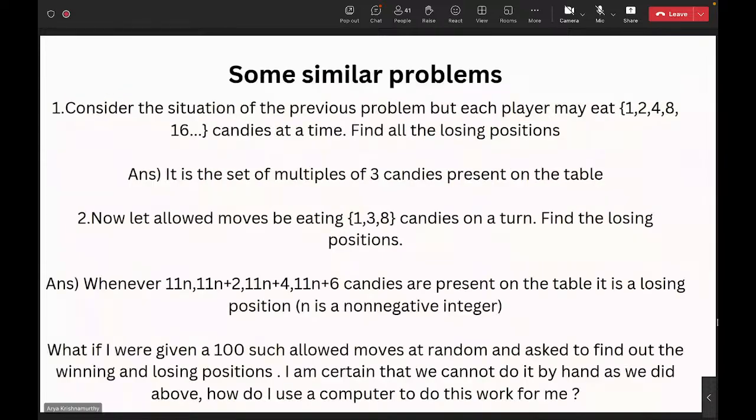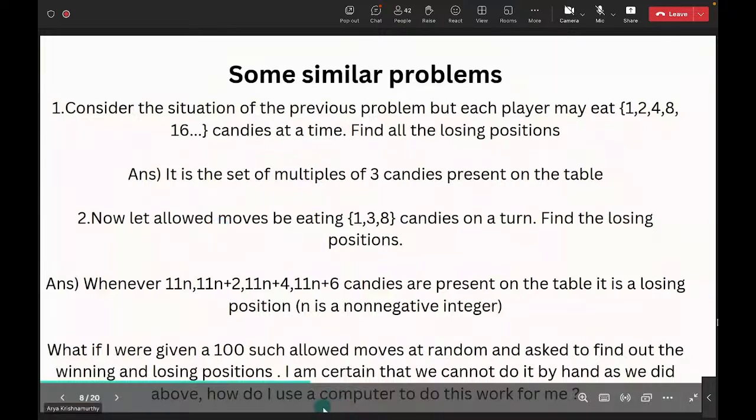I've also attached two more similar questions in which you're supposed to conjecture which could be the winning and losing positions, and then prove your claim by induction. But I would also want to discuss the situation where there are 100 or many different allowed moves, all of them random, and you are asked to find out the winning and losing positions. It is going to be very hard to do this by hand, and it's quite difficult to even come up with a conjecture and then to prove it. So we try to use some algorithm to solve this kind of problem.